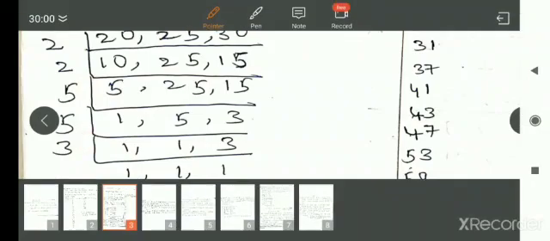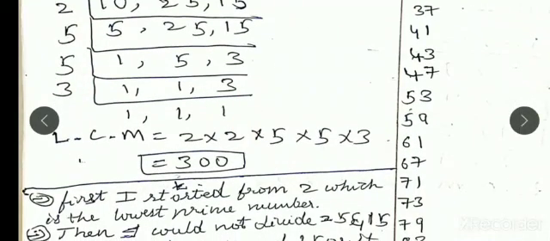Now what I will do, I will multiply all these numbers, that is 2, 2, 5, 5 and 3. That is 2 2s are 4, 4 5s are 20, 20 5s are 100, 100 3s are 300. So 300 is the LCM.